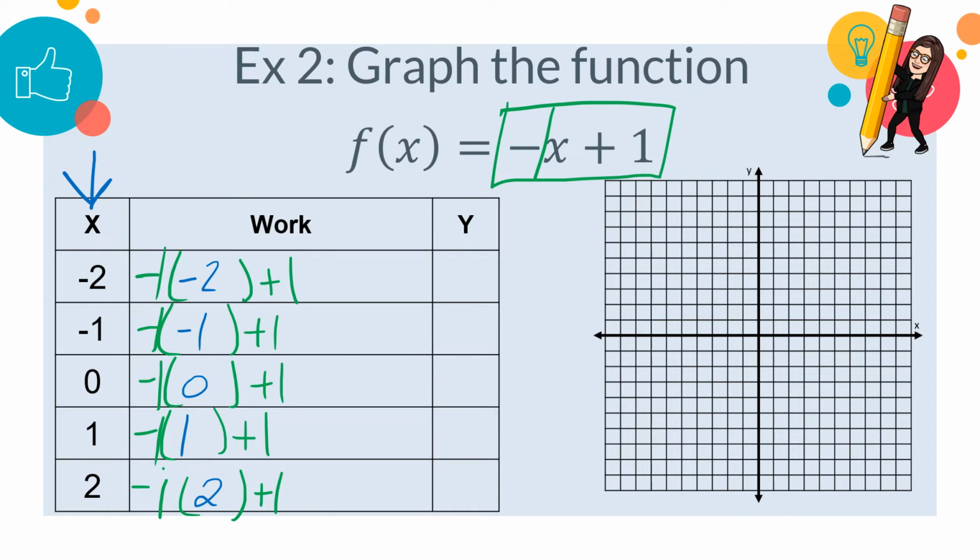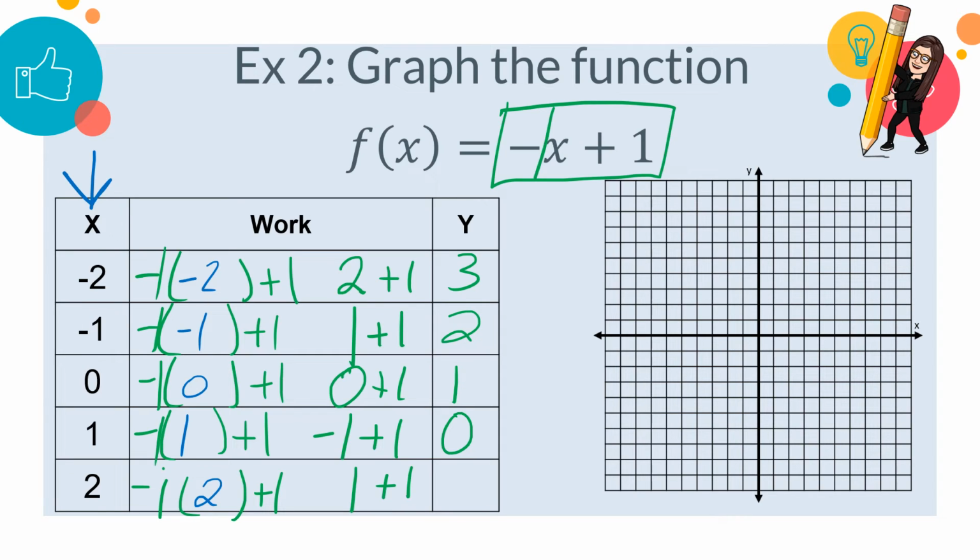Next, we want to calculate. -1 times -2 is 2. Plus 1, the rest of the rule, is 3. -1 times -1, plus 1. -1 times 0, plus 1. -1 times 1, plus 1. -1 times 2, oops, excuse me, -2. -1 times 2, -2, plus 1.